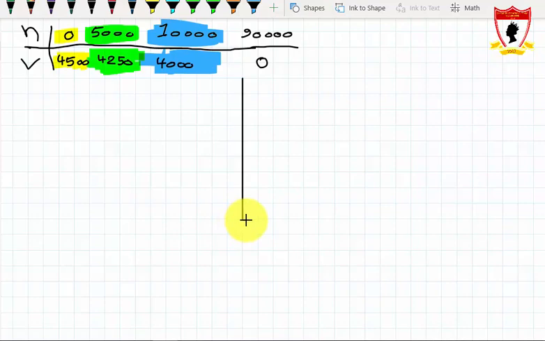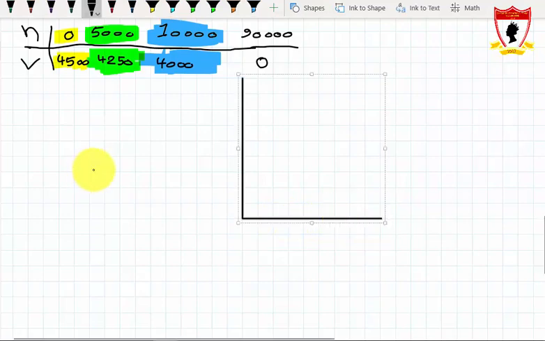The V axis, the vertical one, is going by 500. It's acceptable. And the other one is going by 10,000. So 10, 20, 30, 40, 50, 90,000. Okay, it's fine to label them. This is N, the horizontal, and this is V, the vertical.